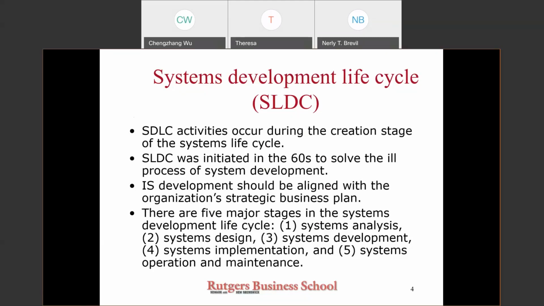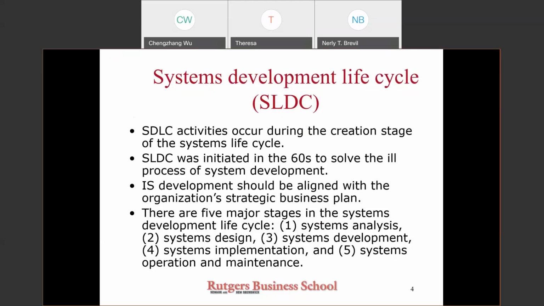So this story underscores the importance of employing a planned approach to system development. So we need to pay very close attention to detail at every step.